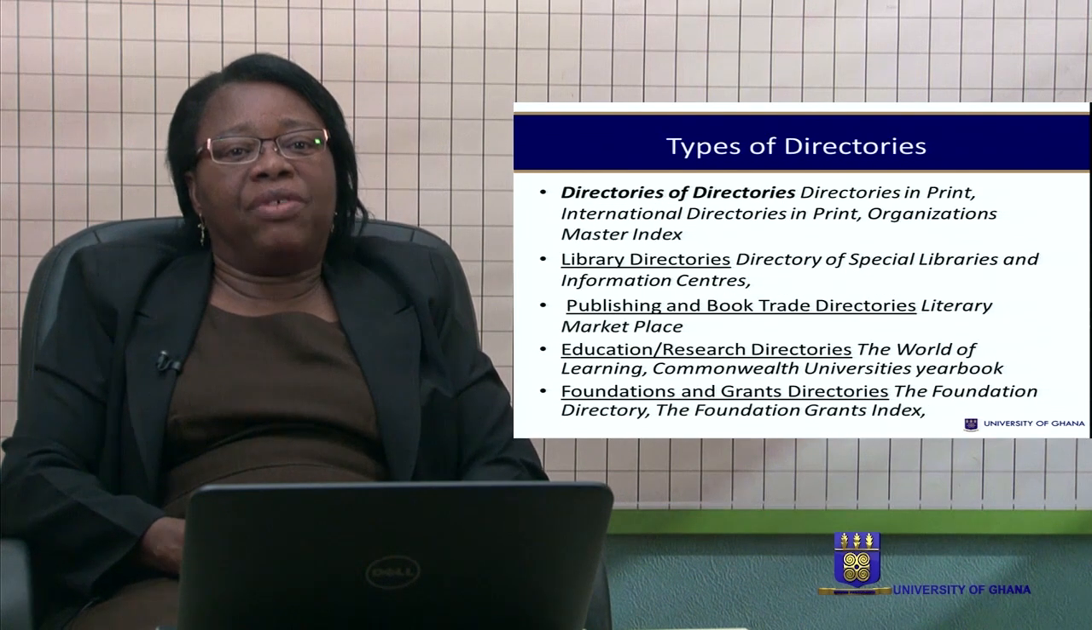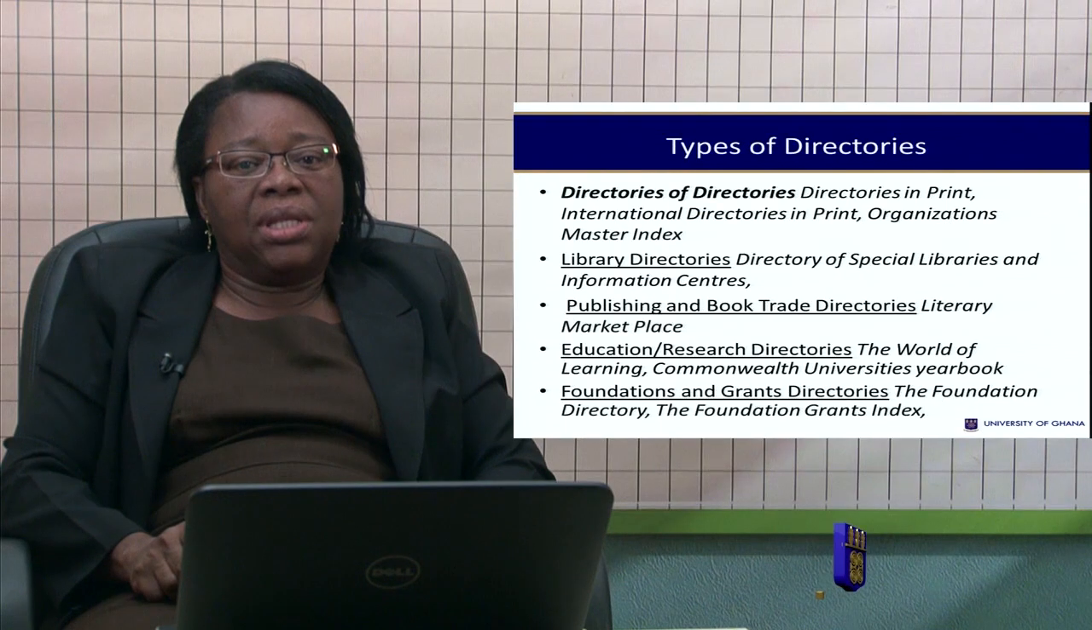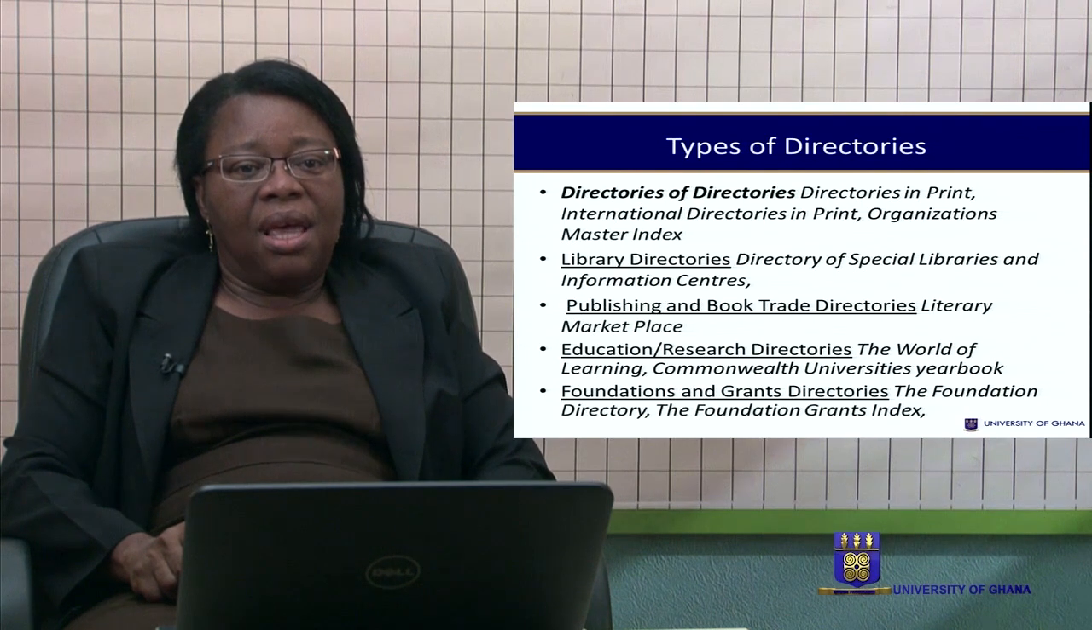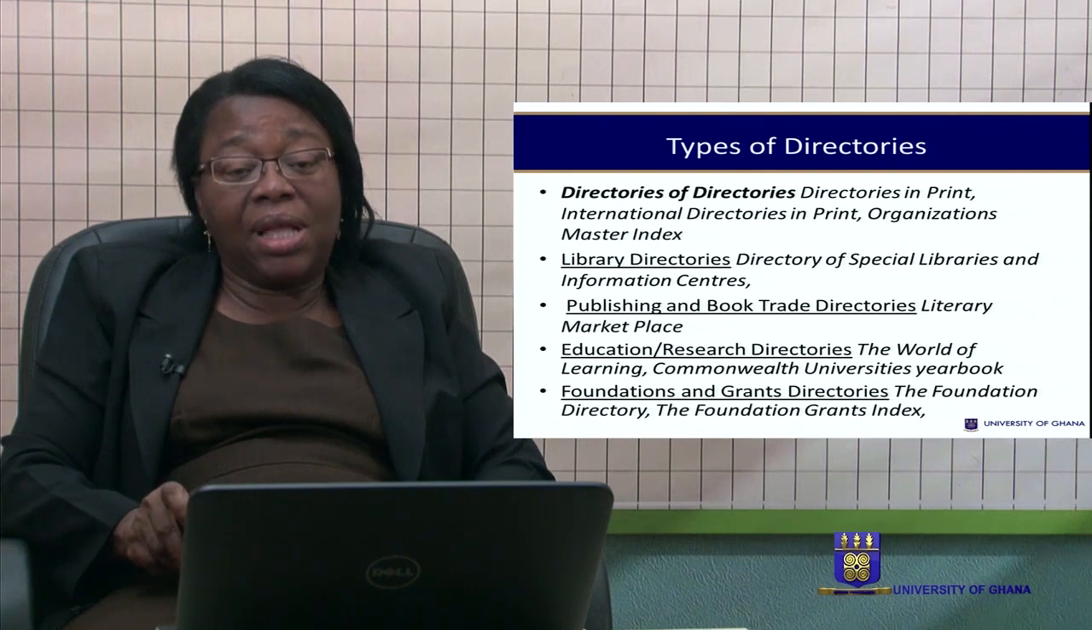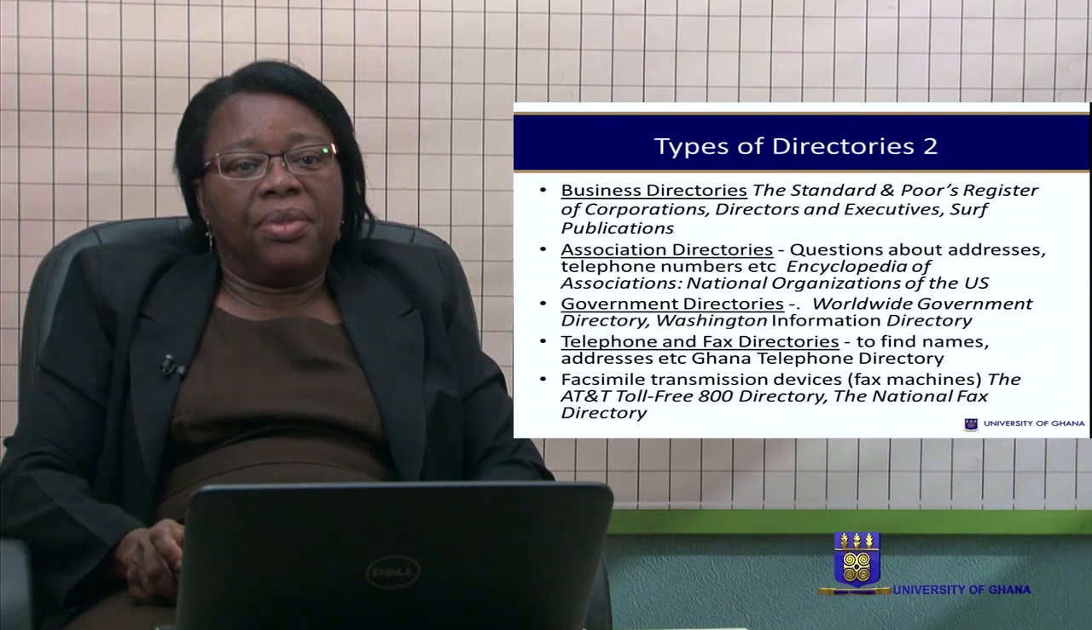So let's look at the types of directories available. We have the directories of directories. We have the library directories, the publishing directories, and education directories. The education directories are among the directories that you would have to examine physically. We also have foundation directories and grants directories, especially if you want to pursue further studies and find out about scholarships or grants available. This is the directory for you: foundations and grants directories. Other directories are listed.